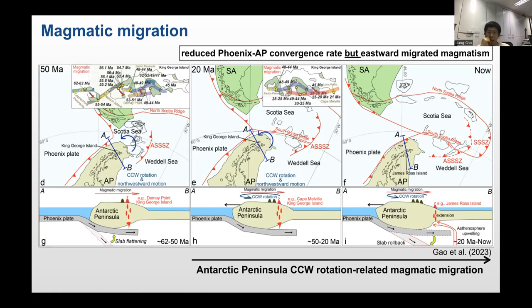Meanwhile, we found that the magmatism experienced eastward migration during about 40 to 20 million years. But during this period, the Phoenix-Antarctic Peninsula convergence rate is low, and we should observe the westward migration of the magmatism, because the Phoenix plate should experience a slab rollback. But the eastward migration of the magmatism is still observed, and we think that the counterclockwise rotation of the Antarctic Peninsula may contribute to the eastward migration of the magmatism.